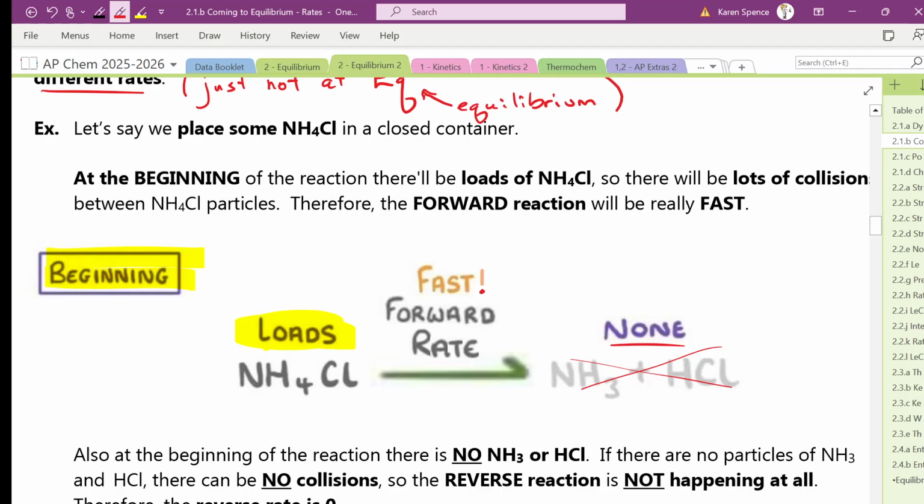Okay, what about that reverse rate? The reverse rate is how much? If we have no products, what is the reverse rate? It is 0. You can say it out loud, it's okay. You know what you're talking about. Okay, so the reverse rate is 0 because if you don't have any products, you cannot form reactants.